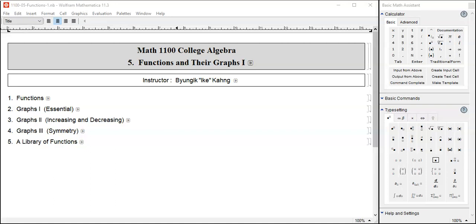Hello students, welcome back. We just completed section 2, the most essential, the most important, and also the most difficult aspects of the graphs of functions. Now let's go to section 3. This is going to be a bit easier and relatively less important as well.